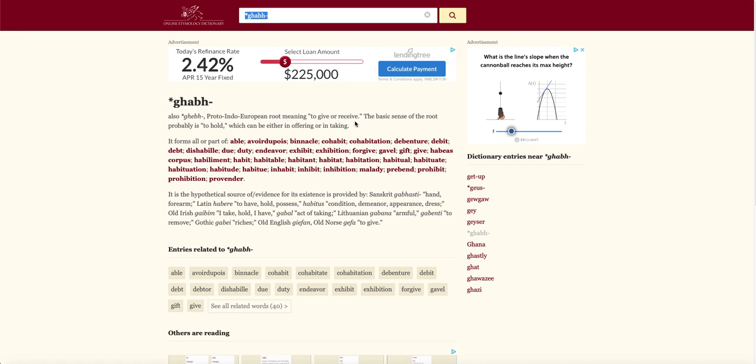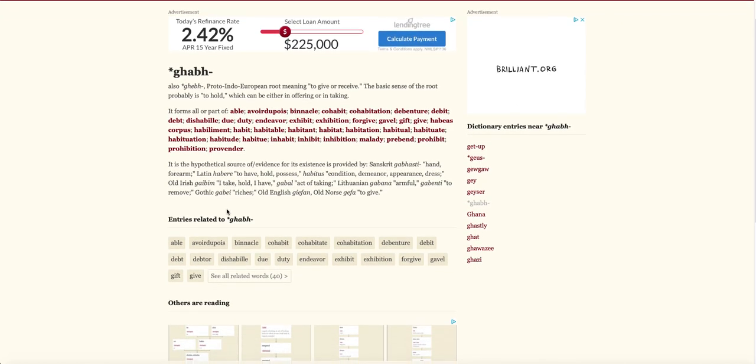Okay, so it says to give or receive, the root is to hold. To hold. All right, let's see. We see possess, condition, demeanor, appearance, dress. Old Irish: I take, I have, I hold, a gabal or act of taking, armful. So I'm thinking this is talking about that arm that's stretched out, that we're talking about in the biblical text. To remove. And then Gothic gabe, riches, to give. Again, booty or spoils.